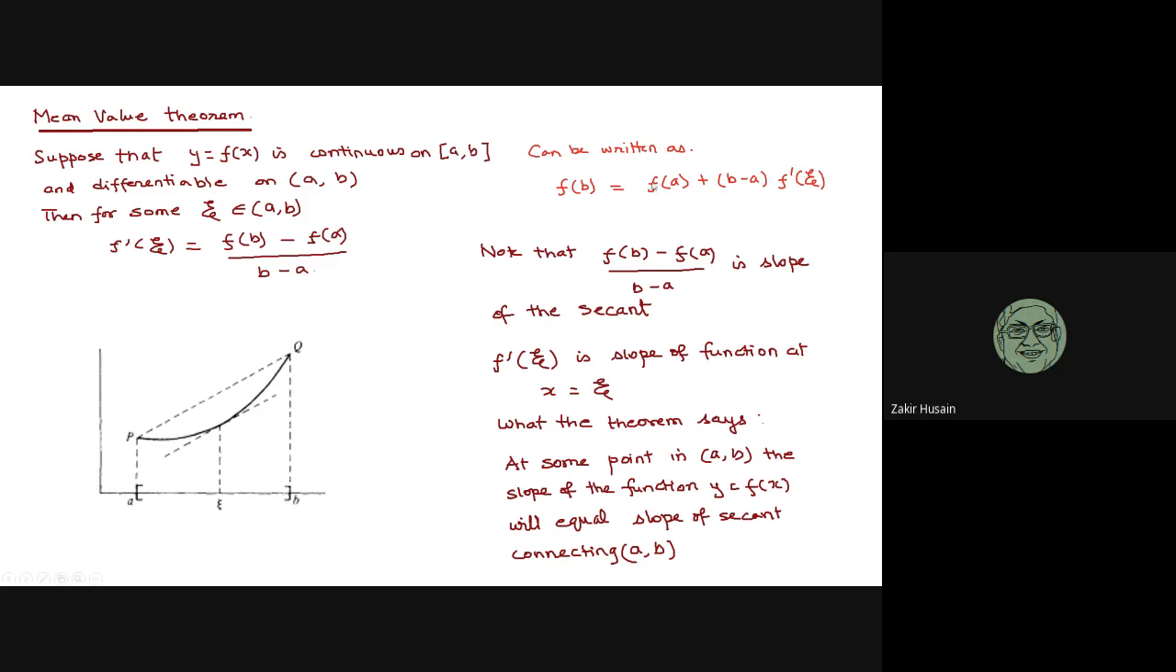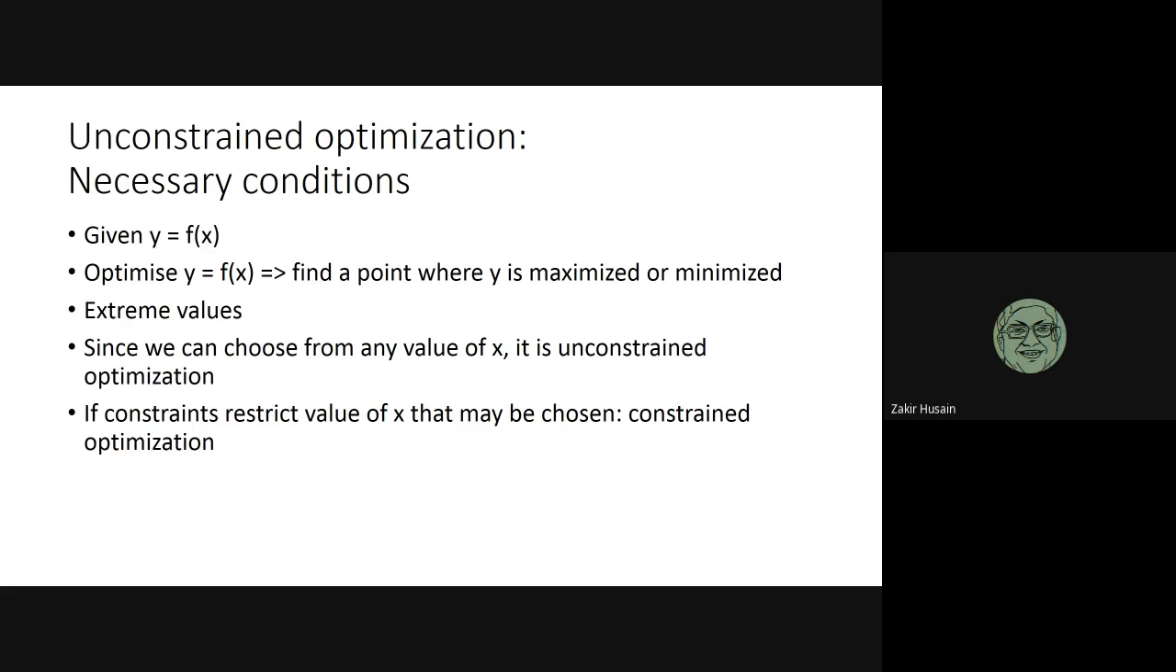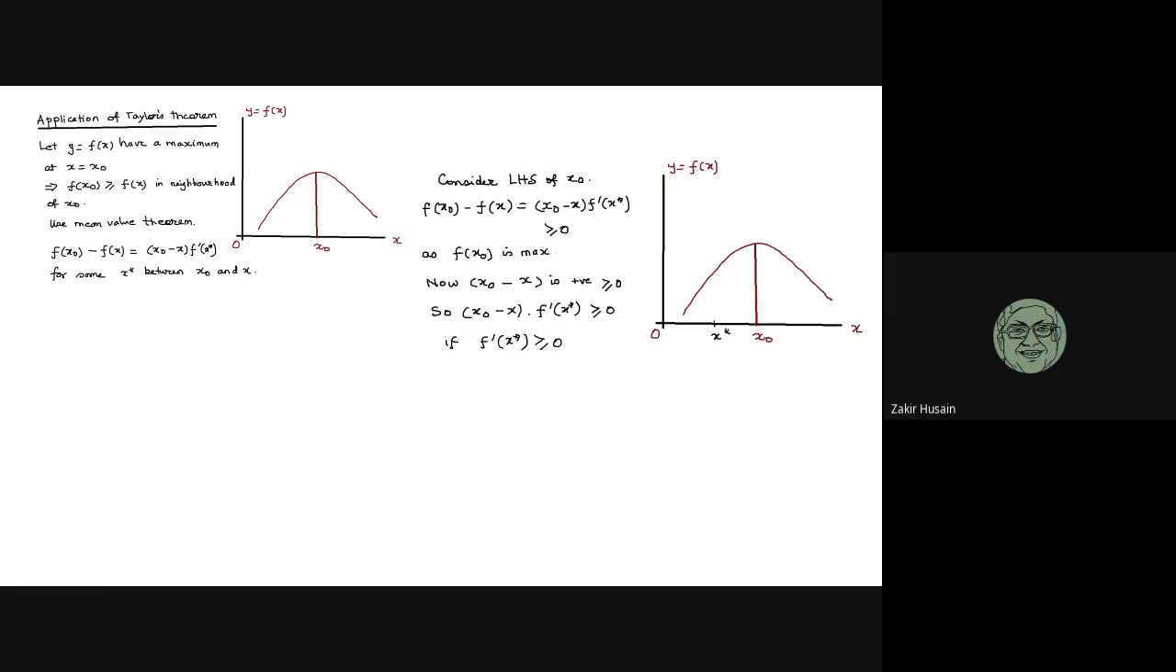What we can do is simply bring this over here. f(b) minus f(a) is equal to (b minus a) f prime. Okay, so f(b) minus f(a) equals (b minus a) f prime. This is the mean value theorem.